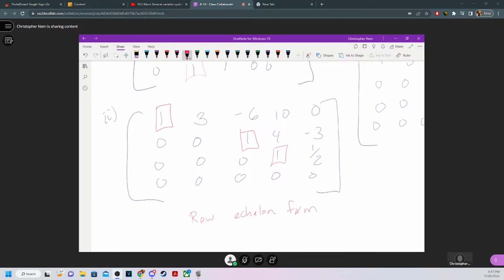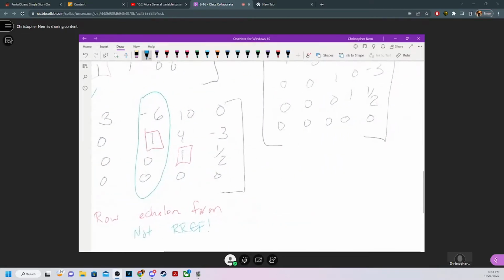Is it reduced, however? Well, let's take this leading entry 1. Does its column have all zeros besides the leading entry? Yes. So this one is good to go. This one right here, unfortunately, above it is a -6 and not a 0. Automatically not reduced row echelon form. It's in row echelon form, but is not fully reduced. And then we look at our last candidate over here.